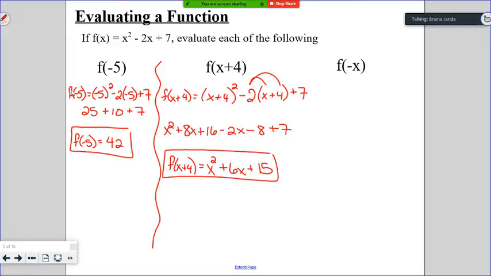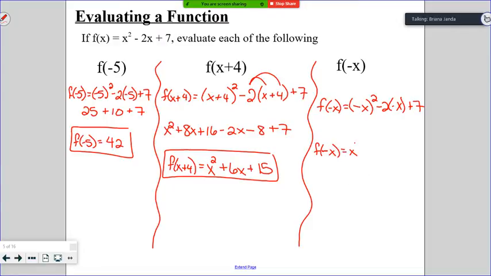And your last one, plugging in that -x. And again, the negative squared gives us a positive x squared. Negative times a negative is a positive, 2x plus 7, and there is nothing else to simplify about that. Any questions on that?